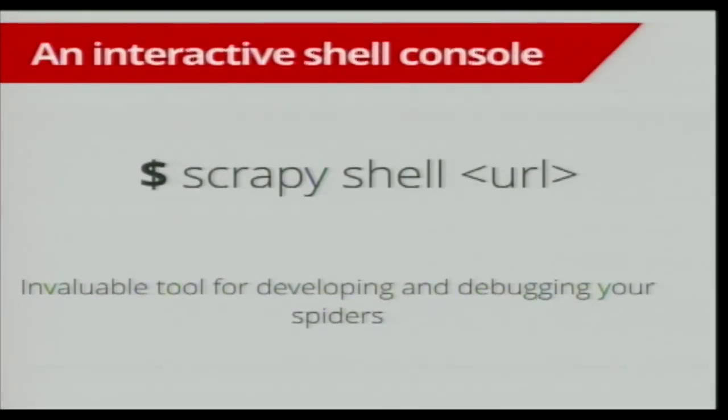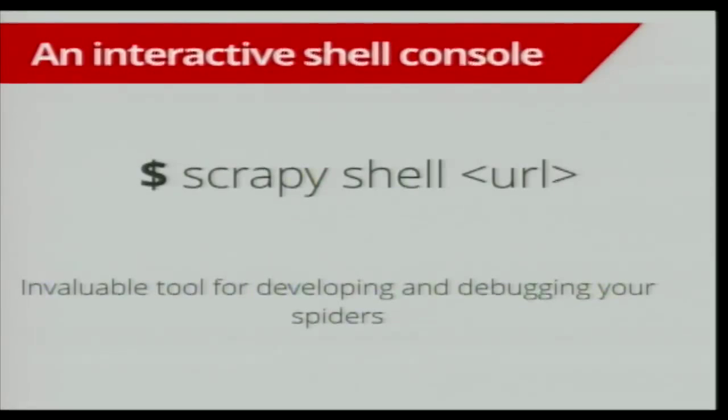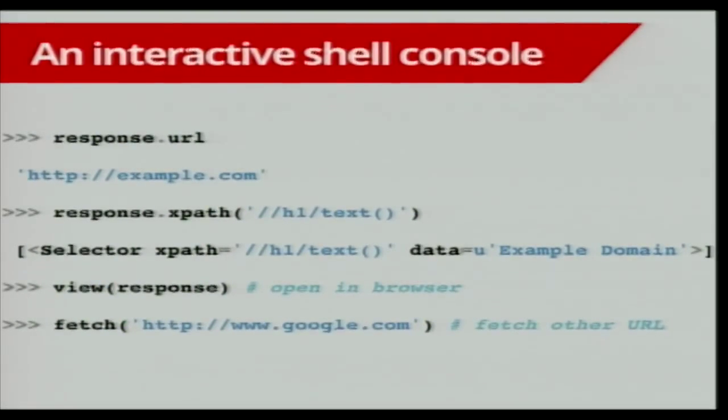Scrapy has an interactive console, the Scrapy shell, so we can just launch it through scrapy shell and the URL that we want to check. It's a really good tool for checking some XPaths, doing some quick tests, and it's also useful for debugging your spiders. It's as easy as performing this command, scrapy shell URL, and we get the interactive shell, so we can play with some objects that are already populated. For example, we can access response URL, we can get an XPath from that response, and we can open the response in the browser, or even fetch any new website. So if you are starting with Scrapy, I recommend you launch the Scrapy shell console and play with it.